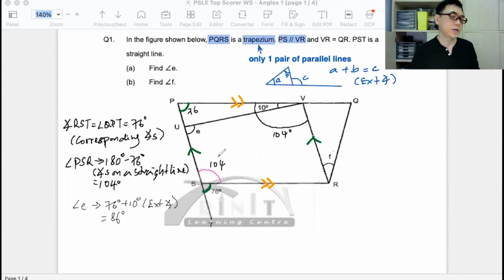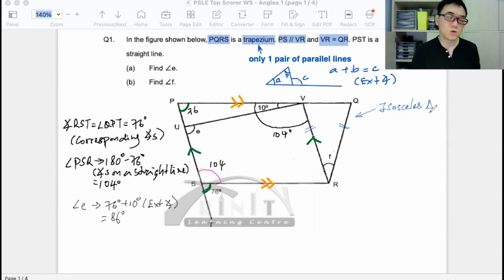Okay, good. We have done part A. Now we go to part B, and part B is asking you to find F. So we continue reading the keywords. Tweeted, can you continue reading for me? VR equals QR. So if VR is equal to QR, what is the name of this triangle? Very good, it is an isosceles triangle.